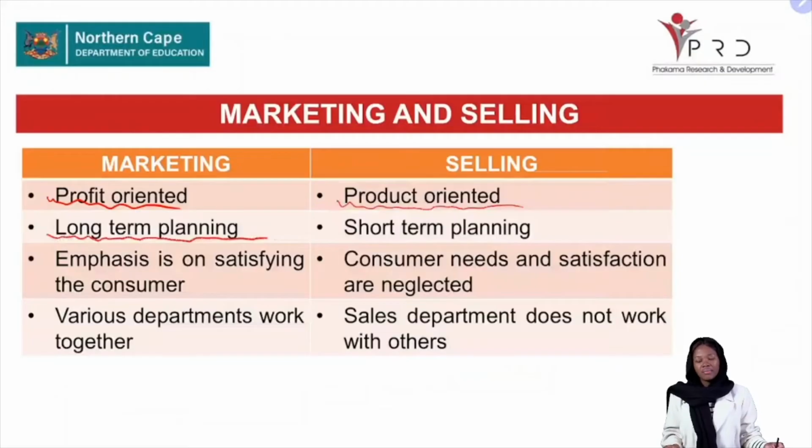And secondly, marketing involves long-term planning. Why does it involve long-term planning? It is because we are introducing a new product into the market, or we are improving an existing product in the market. That is why it involves long-term planning, where we need to do a lot of research. We go to different consumers, we ask them questions, we collect information.